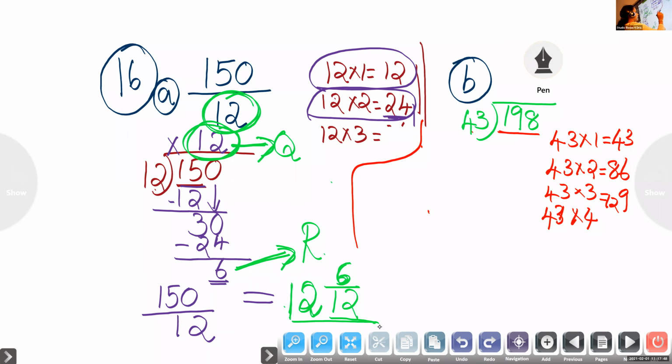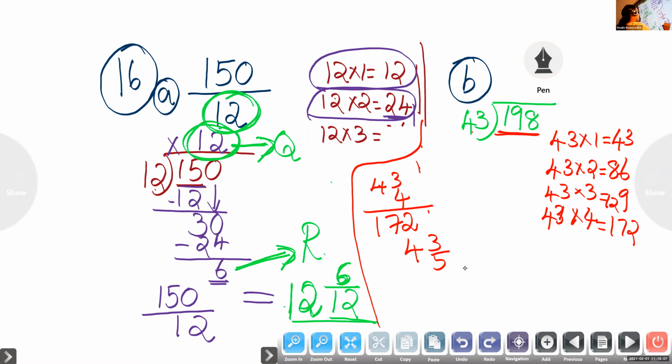Children, you have to do till 198. Okay. 43 times 4. 4 3s are 12. 4 4s are 16, plus 1, 172. Okay, 172. Now we will do one more. 43 times 5. 5 3s are 15. 1 carry over. 5 4s are 20 plus 1, 21.